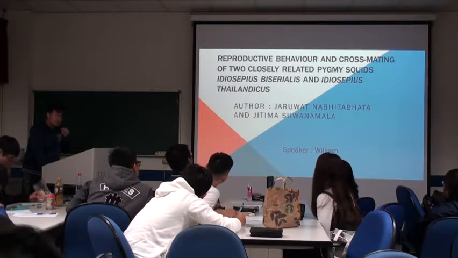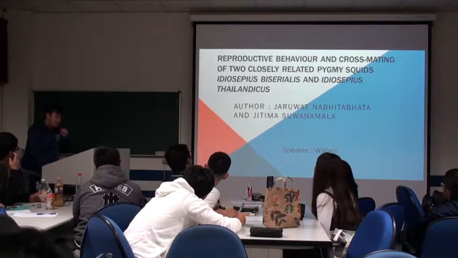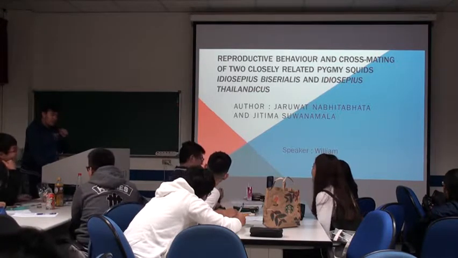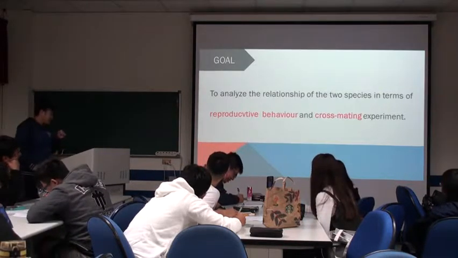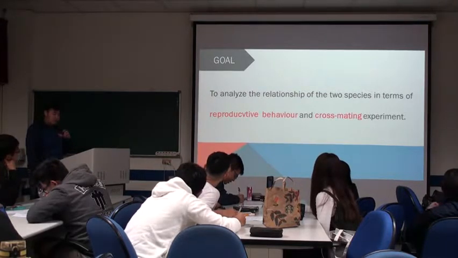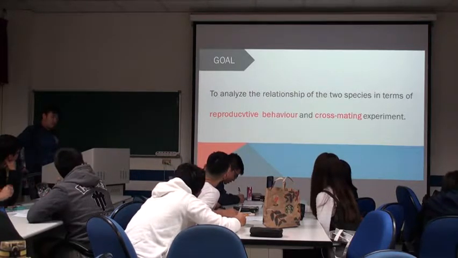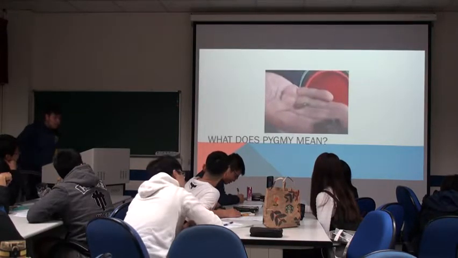Today the topic I want to talk about is reproductive behavior and cross-mating of two closely related pygmy squid, Idiosepius biserialis and Idiosepius thailandicus. In the later pages I will call Idiosepius biserialis the B squid and Idiosepius thailandicus the T squid. Our goal is to analyze the relationship of the two species in terms of reproductive behavior and cross-mating experiments.